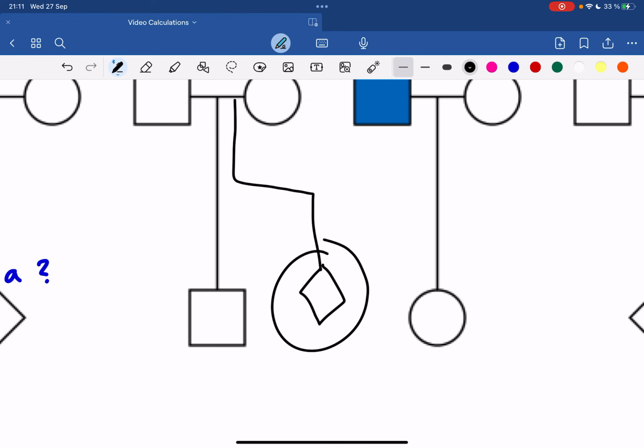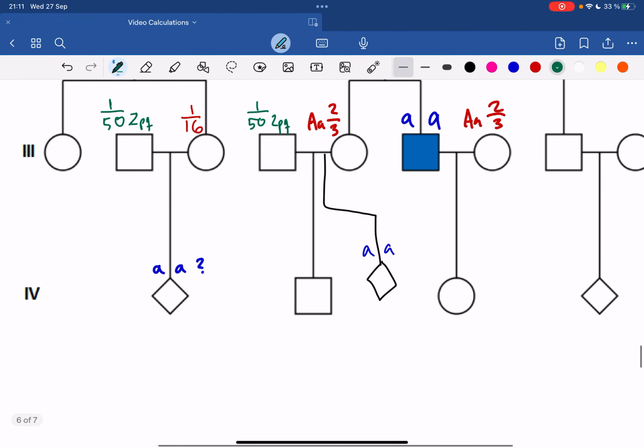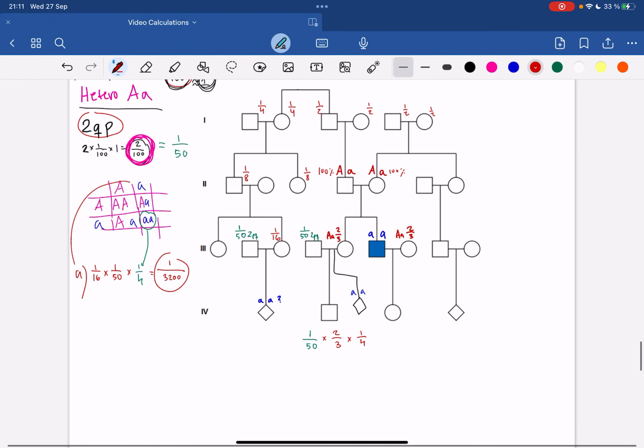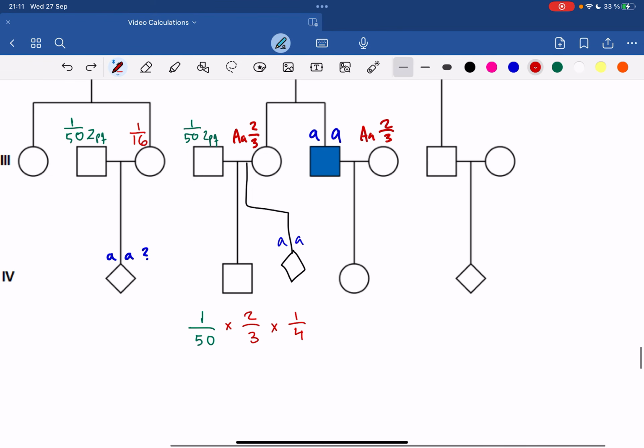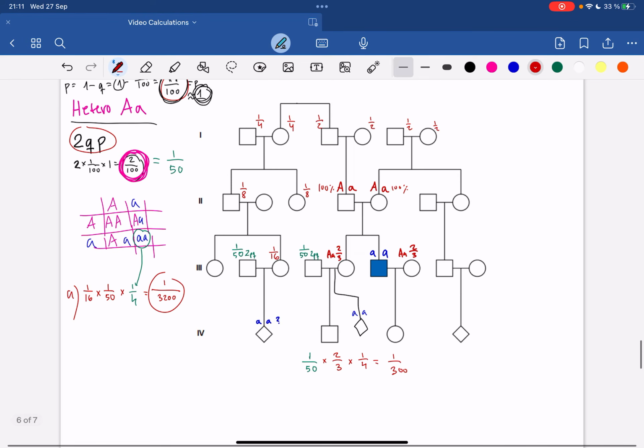But right now we're looking at this child's probability to be affected, and that's of course the father's probability to be heterogeneous times the mother's probability to be heterogeneous times the probability for this child to have this type of phenotype from the Punnett square, which is 1/4. That's what we already did right here. And that is equal to 1 out of 300, I think. Yeah.